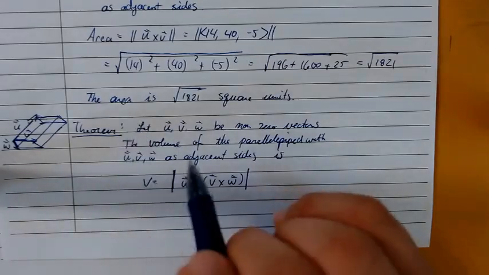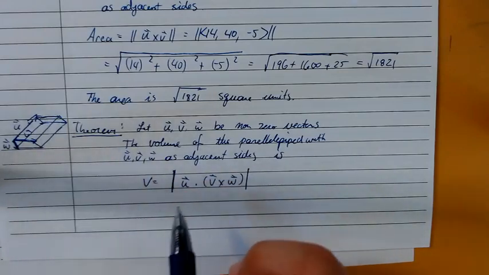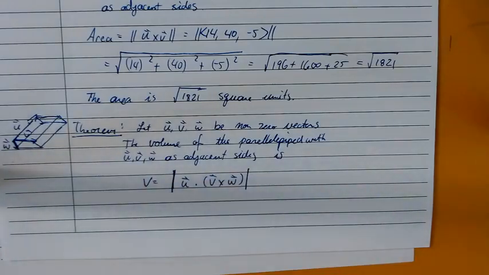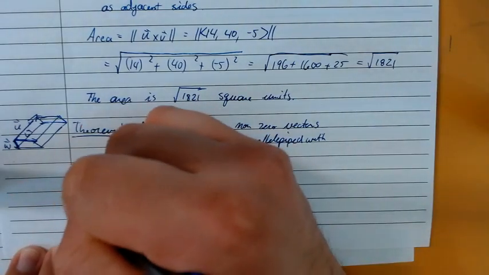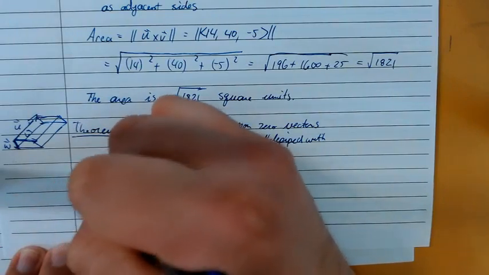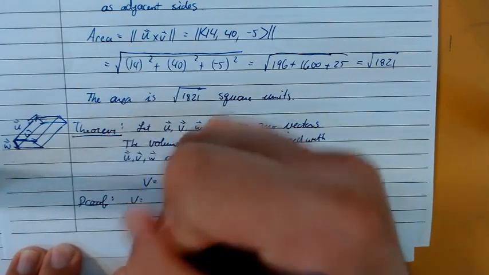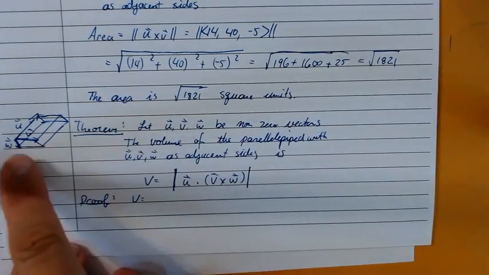So over here, the volume of this box is going to equal the absolute value of the triple scalar product. The proof of this one is really very short. The volume of a parallelepiped, a box, is base times height.